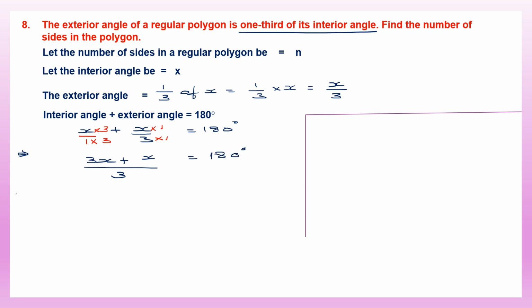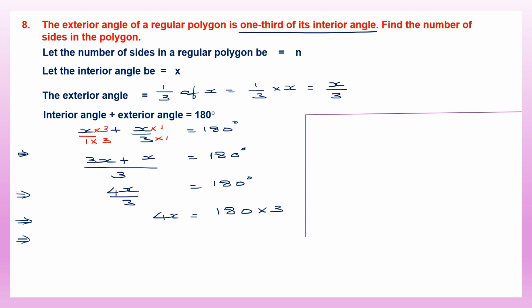So here 3x plus x is 4x. 4x by 3 is 180 degrees. That means how much is 4x? So 4x will be 180 into 3, because I have transposed this 3 to the other side. Here it is division. When it goes to the other side, it becomes multiplication.